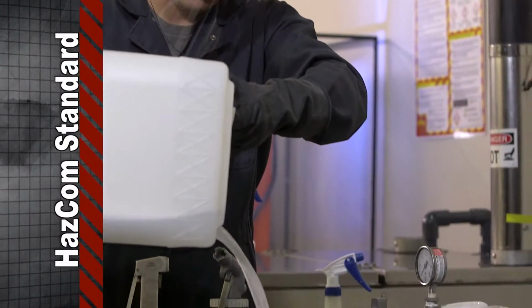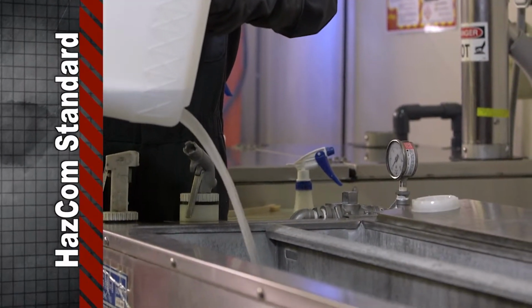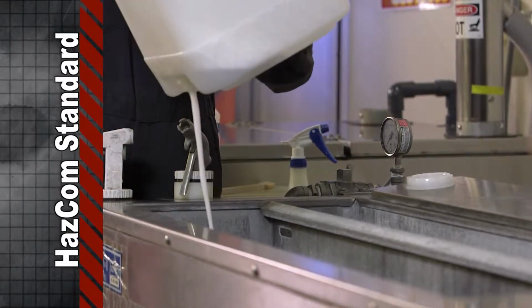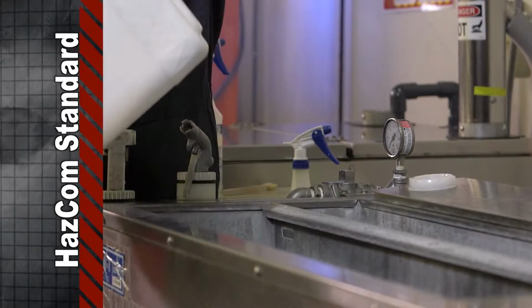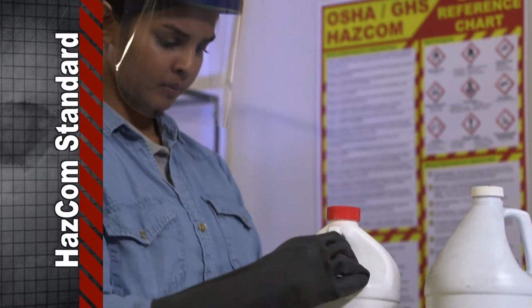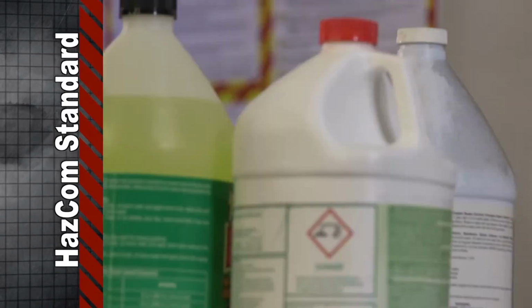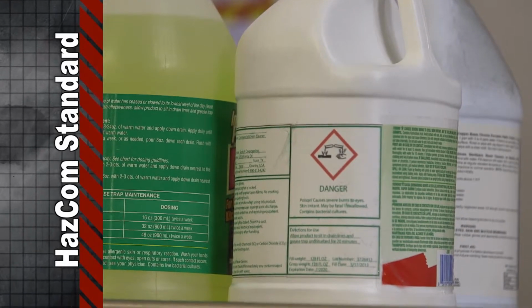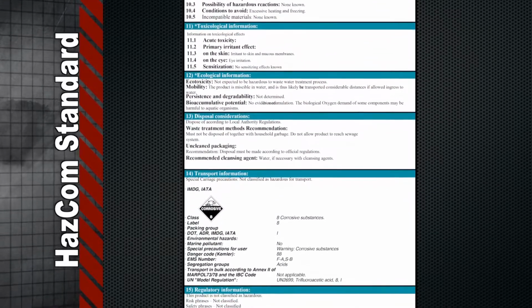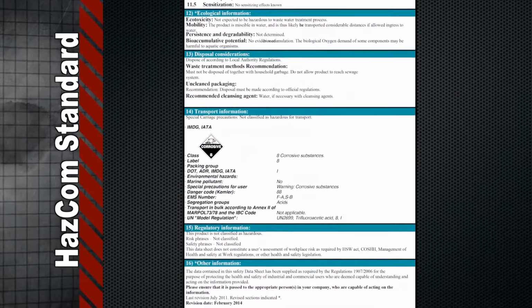The Occupational Safety and Health Administration, or OSHA, established its GHS hazard communication standard to ensure that you are trained and understand the chemical dangers in your workplace. This standard ensures that information about these products and how to use them safely will be presented clearly on labels and made available through 16-section safety data sheets, or SDSs.